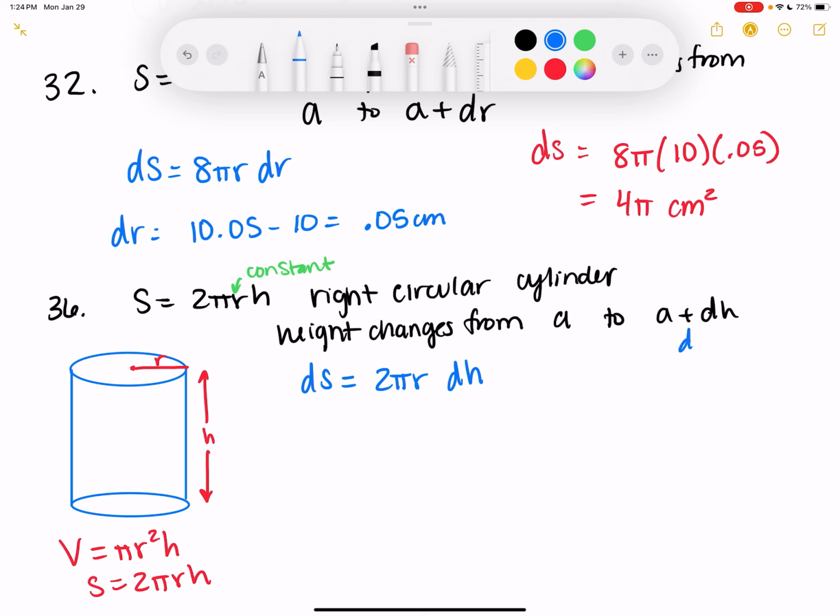dh is equal to 0.05 because we found that already up there. So ds equals 2 pi times the radius, which we don't know, and then dh is 0.05. That should be equal to 0.1 pi r centimeters squared, because we don't know r, and they don't multiply pi through.